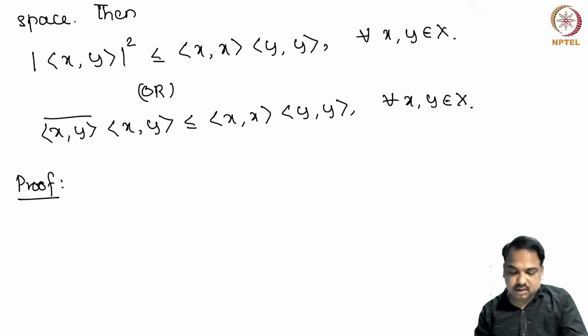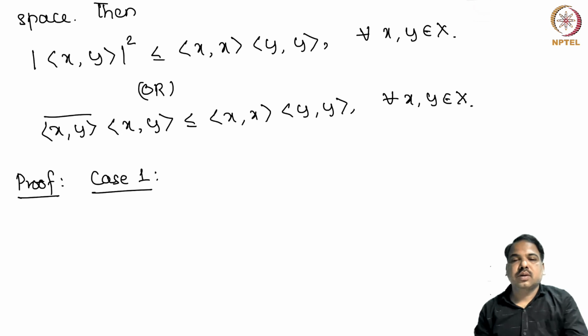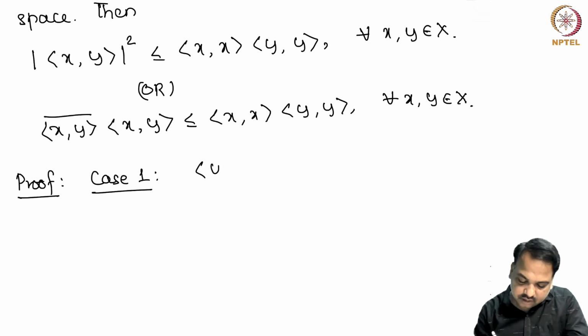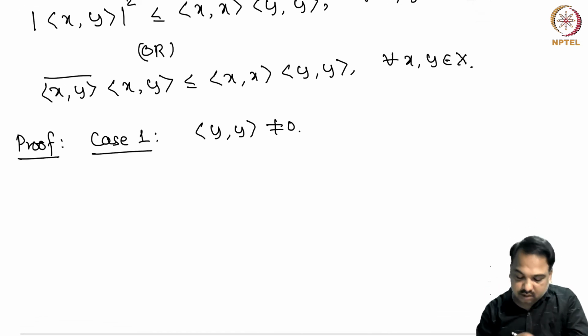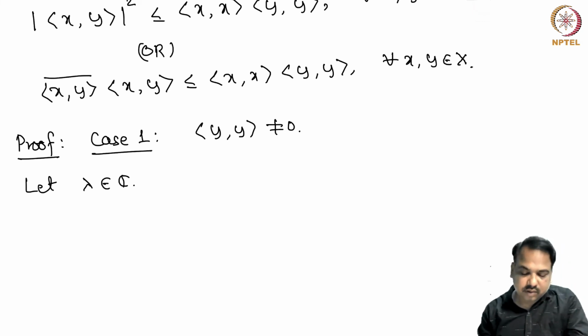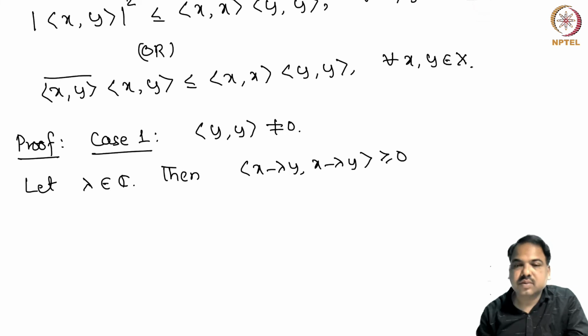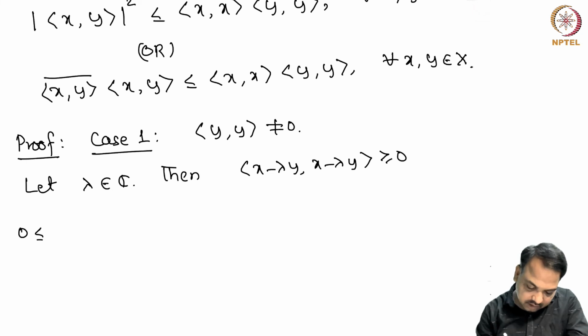There are two cases. Case 1, assume that semi-inner product of y with itself is non-zero. Okay, let us take a complex number lambda which is arbitrary. Then we know that the semi-inner product of x minus lambda y is always positive. That is, so I am rewriting this again. Semi-inner product of x minus lambda y.